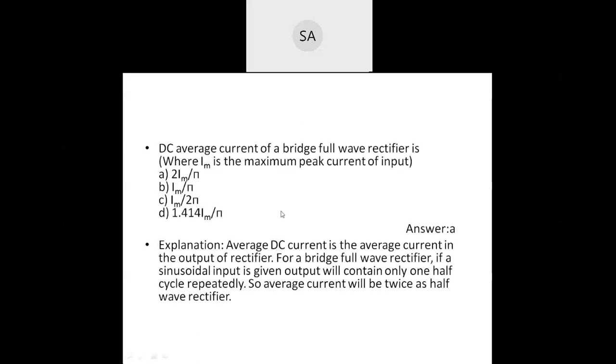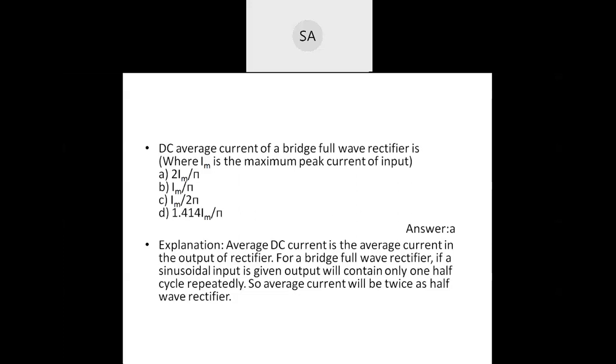The DC average current of a bridge full wave rectifier is, where IM is the maximum peak current of the input. The DC average current means nothing but IDC, which is equivalent to center tap. It is 2 IM by pi. IM by pi is for the half wave rectifier. IM by 2 pi is not the answer, and 1.4 pi is also not the answer. So the answer is A.